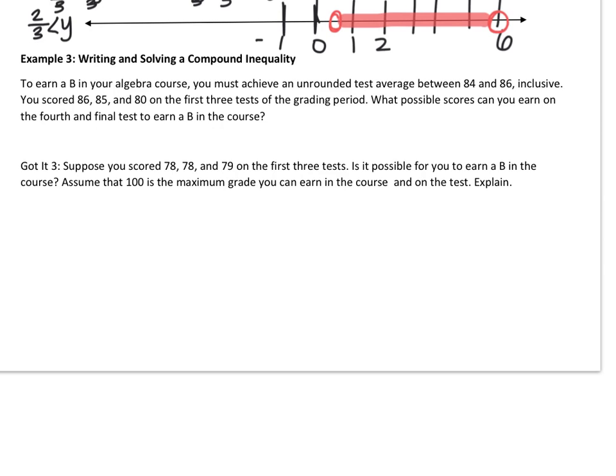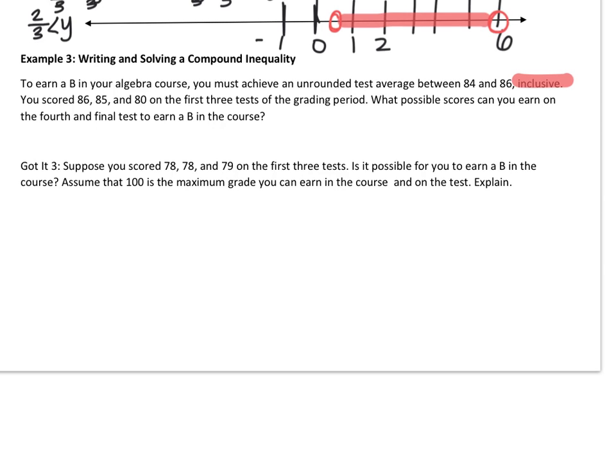Inclusive, that's an important word. You scored 86, 85, and 80 on the first 3 tests. What possible scores can you earn on the 4th and final test to earn a B in the course? So, you're going to set up your inequality.